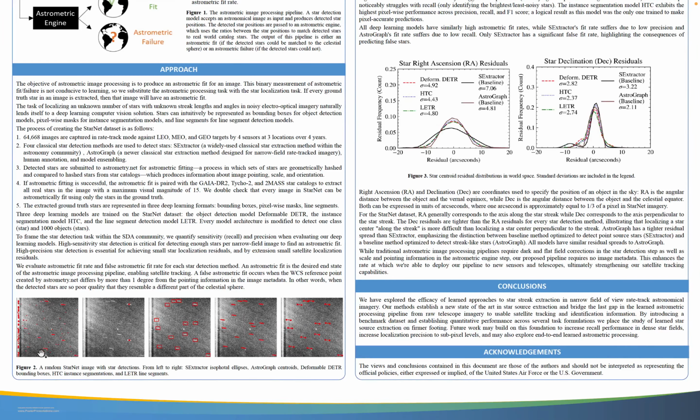You can rationalize the false fit rate by looking at the actual Source Extractor predictions down here, just because there are so many false positive stars. So it would be really easy for the astrometric engine to find a group of false positive stars that matches a different portion of the sky.